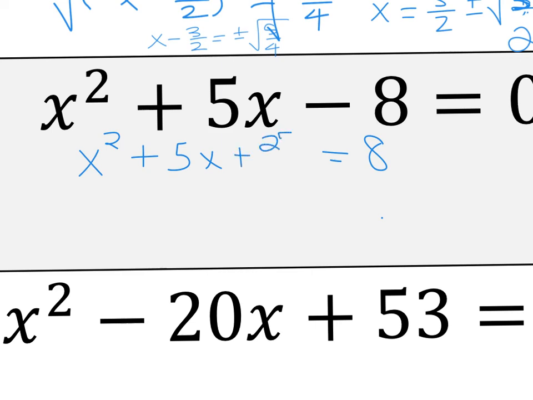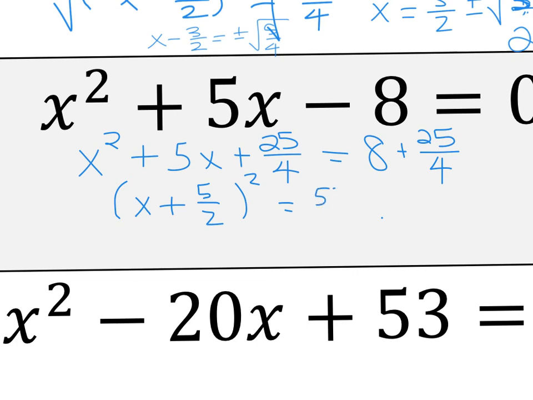I basically just squared the 5 and I squared the 2. So I'm going to add the fraction to both sides. So when I go to factor this side, it's really just half the middle. So it's 5 over 2 two times. And then I need to do 25 over 4 plus 8, which gives me 14.5, or 57 over 4.